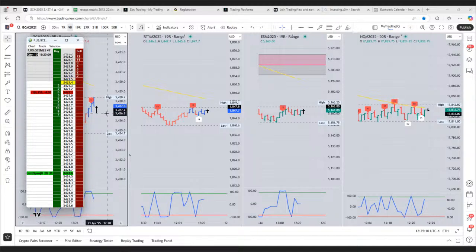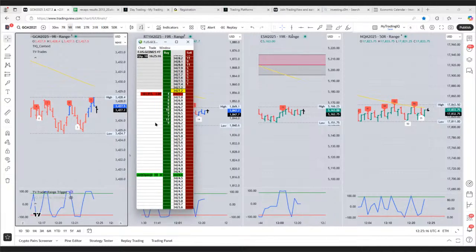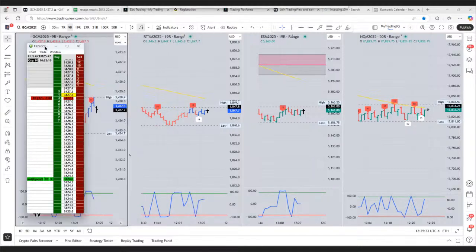Has it gotten down there yet? 26.8. It should get down there for us. I don't have a very good entry, and this entry should have been at 27.5. I'm in at 27.1. All right. Well, we're in it.